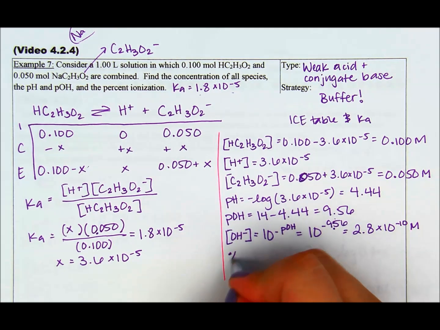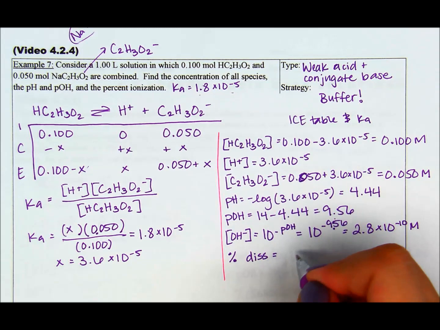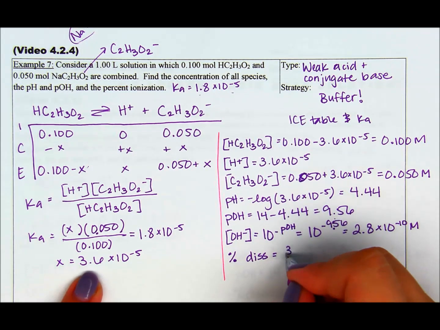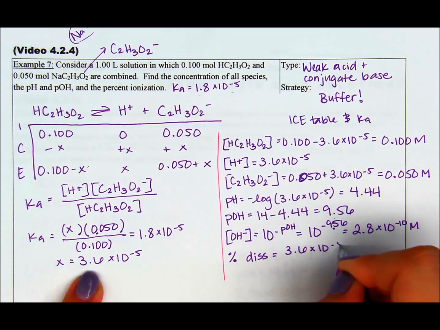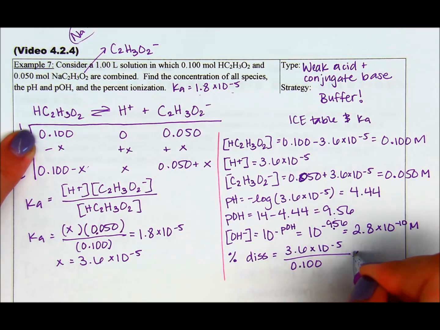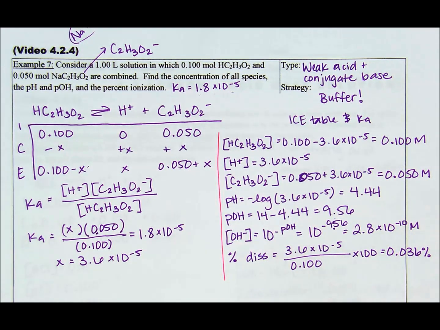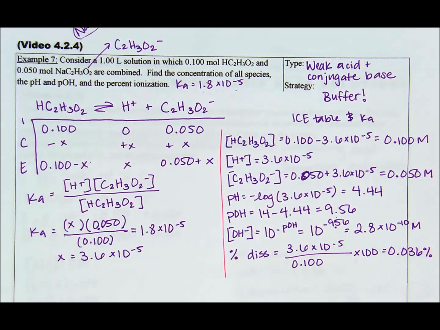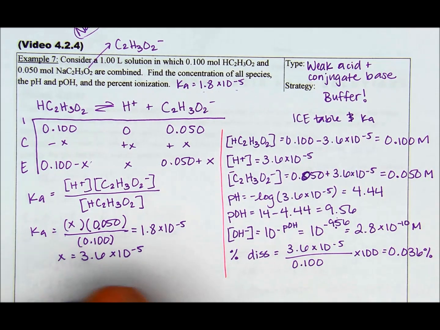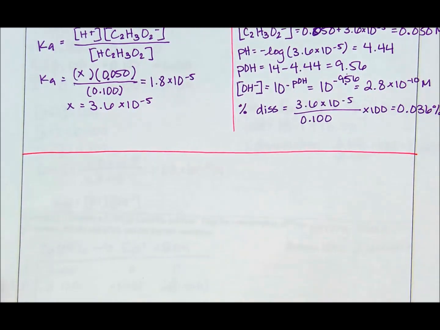And then finally, my percent dissociation equals my x, so 3.6 times 10 to the negative 5 over my initial 0.100 times 100, and that gives me 0.036% dissociated. Okay, that's the first way to do this problem. So just like before, there is another way to do it. So I'm going to show you method number 2.